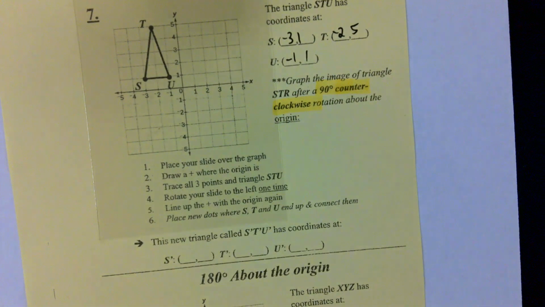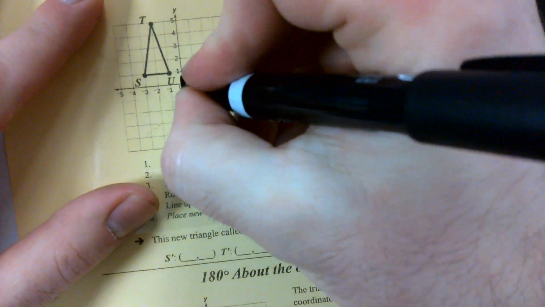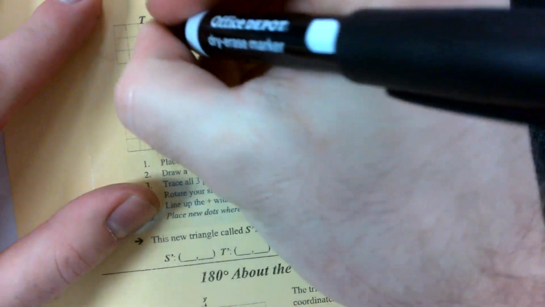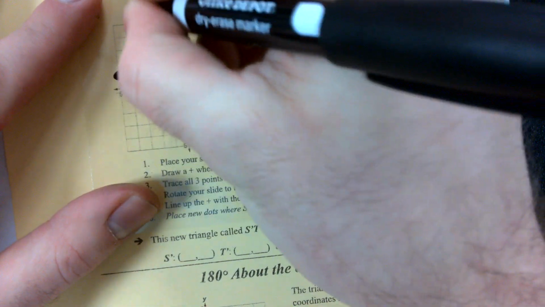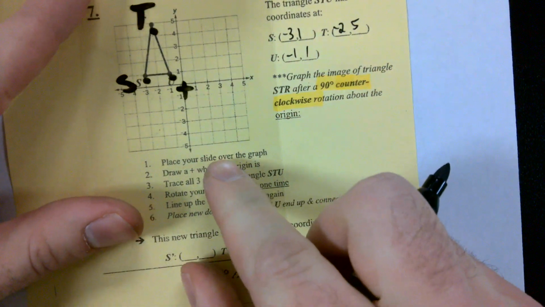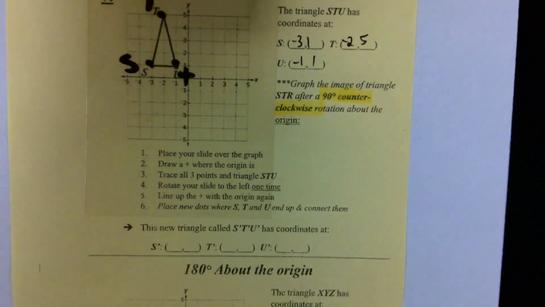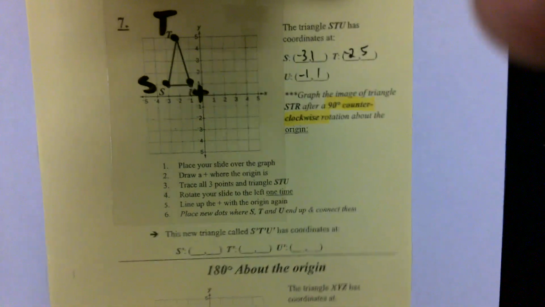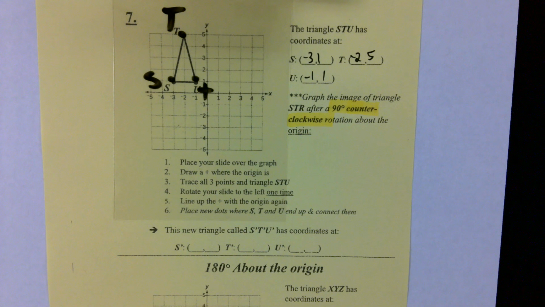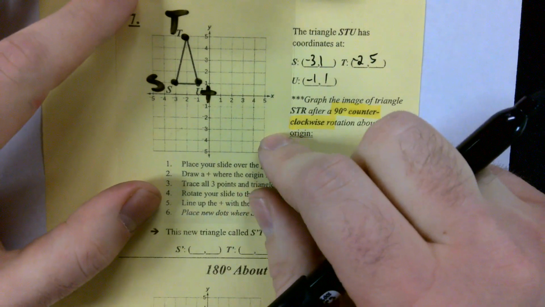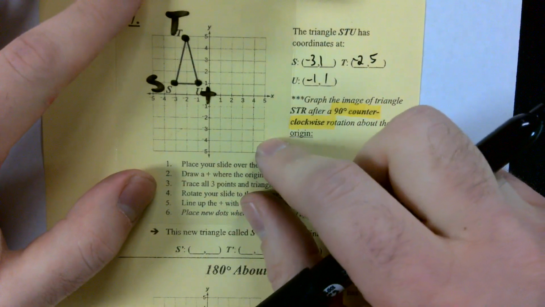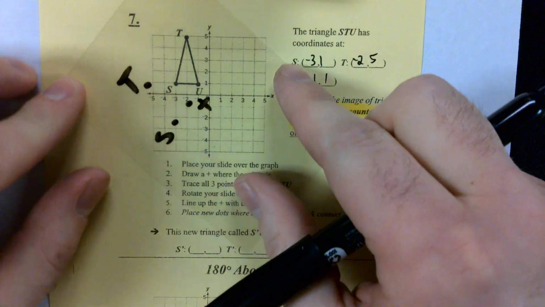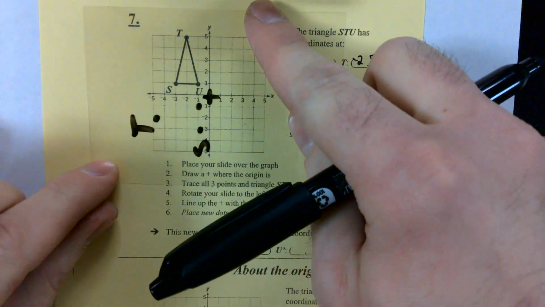So, get your slide over your graph. Draw your plus at the origin. STU. I'm only going to label S and T because I don't have really room to label U. And if I have 2 points labeled, then I can assume what the third point's going to be called, right? So we're going to turn this once to the left. Here we go. To the left, one time. Line that plus back up.